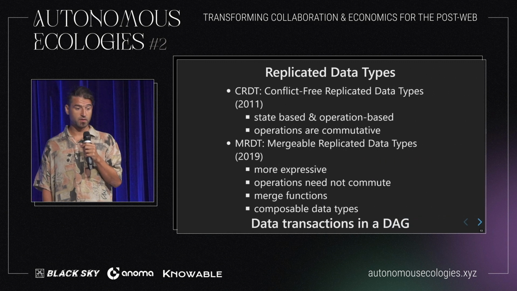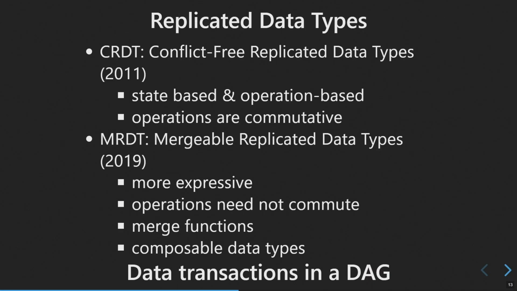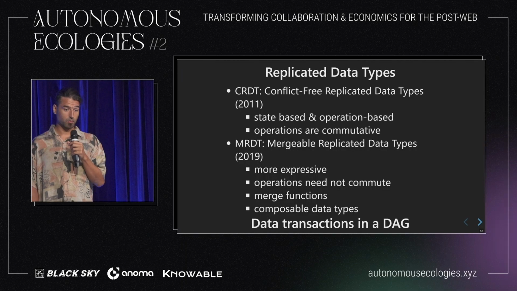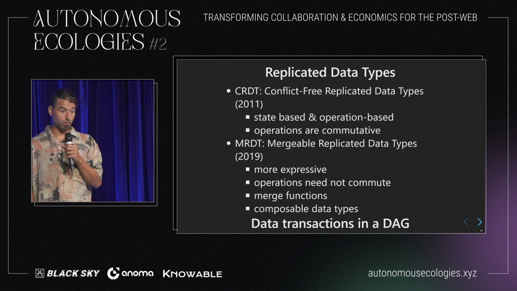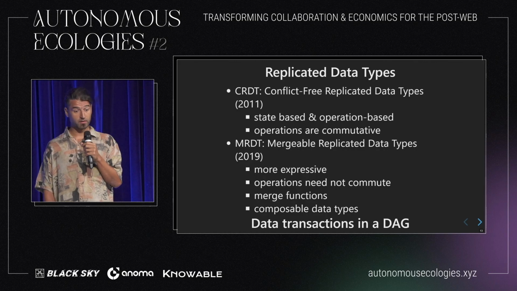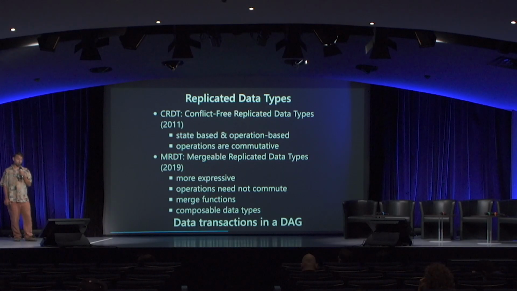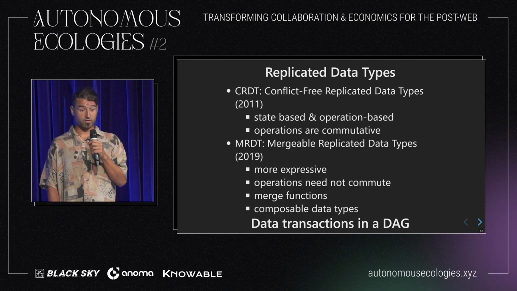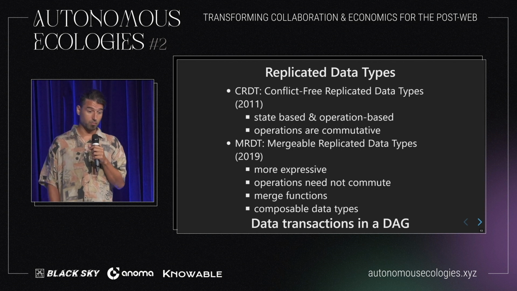Local first data is enabled by replicated data types that are mergeable. Research in this field started with CRDTs a decade ago. There's been state-based and operation-based variants where operations are commutative. And the more recent mergeable replicated data types allow more expressive data structures with merge functions that have access to more context. Operations need not commute, and data types are composable.